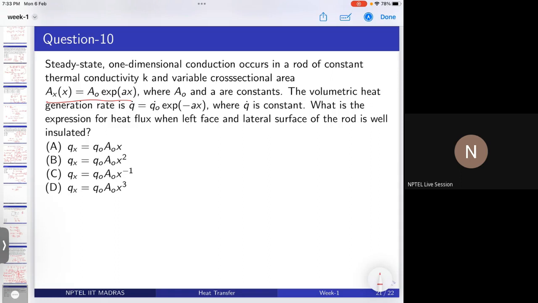Anybody got the answer? Sir, is the answer A? Yeah, yeah. The answer is A.